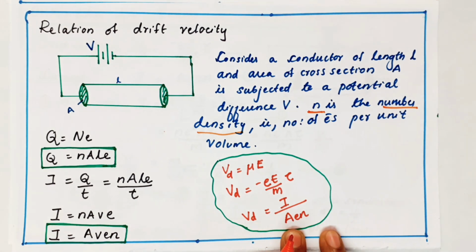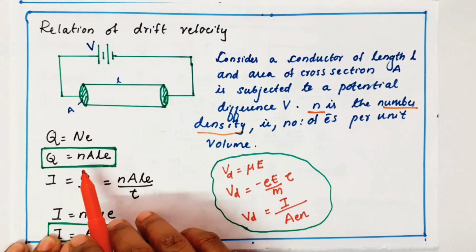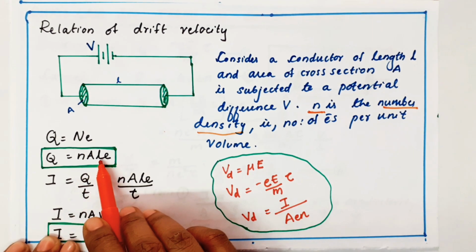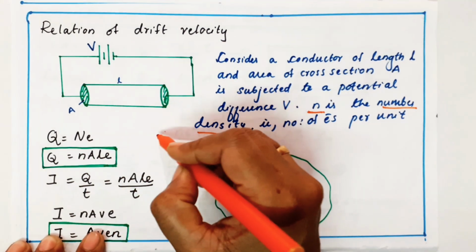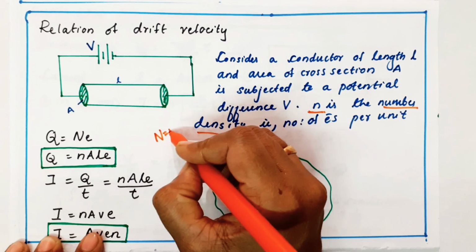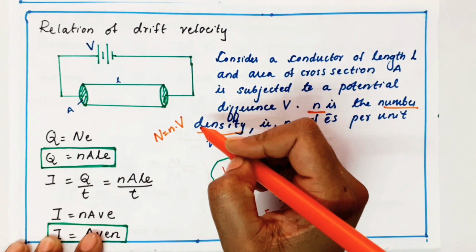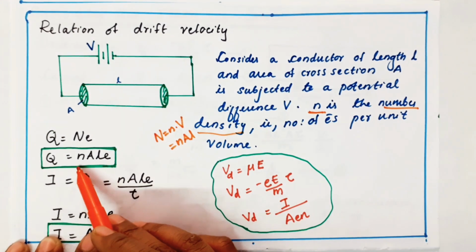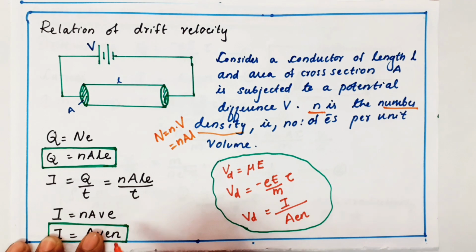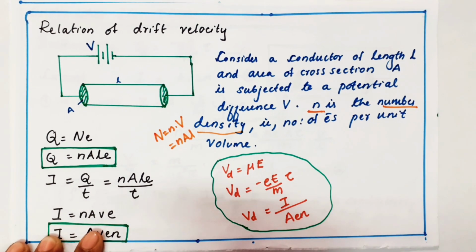I can write an equation. Q equals N e, and I can write N as nAL, because n is for volume. So we should write capital N is equal to small n into V, that is n into A into L. So I can write nALe. I told my students many times, Q equals nALe. For a conductor of length L and cross section A, I can write Q equals nALe.